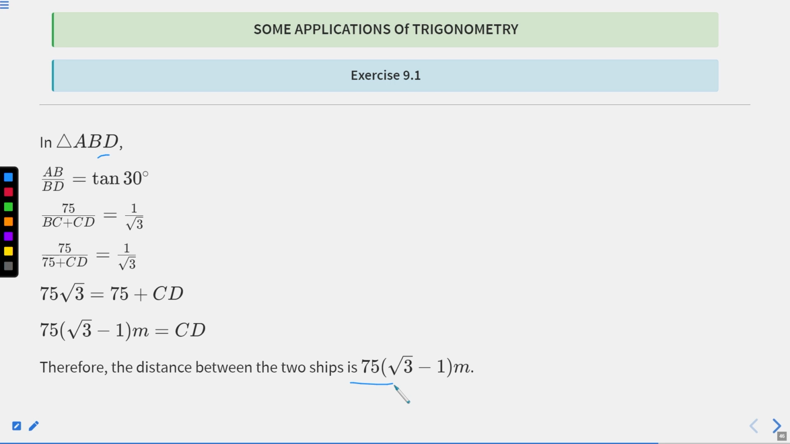So this is our final answer. Now let us move to the next exercise.